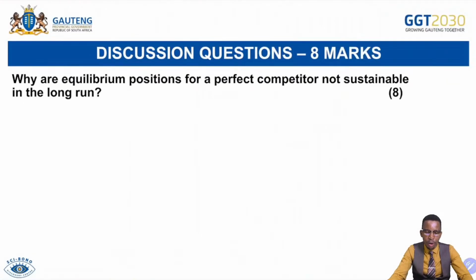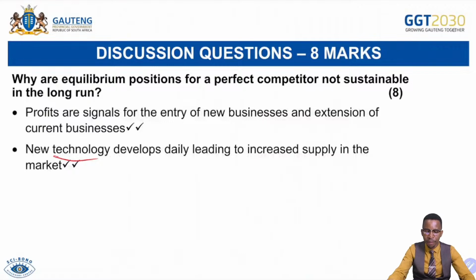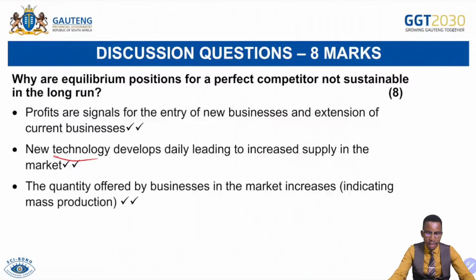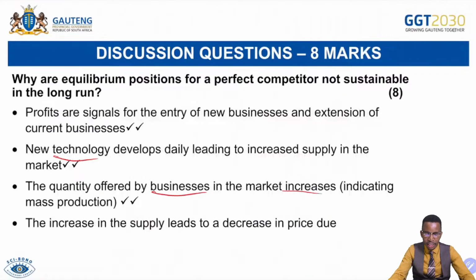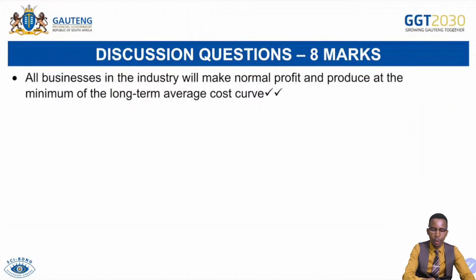Then we continue. Why is the equilibrium position for perfect competition not sustainable in the long run? Let's check. Profits are signals for entry of new firms in the market, and new technology is developed daily, leading to an increase in supply for the market. The quantity offered by businesses in the market increases, indicating mass production. The increase in the supply leads to a decrease in the price due to the lower cost per unit. Remember, when they supply more produce in large quantities, there will obviously be lower cost per unit. All businesses in the industry will make normal profit and produce at the minimum of the long-run average cost.